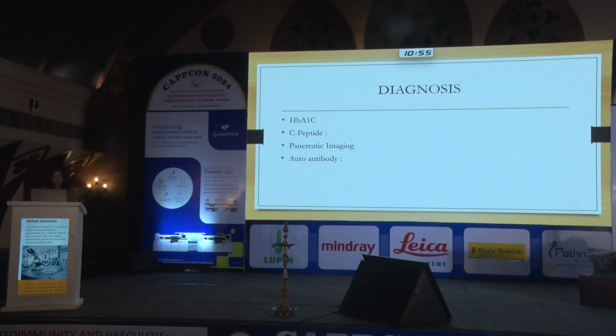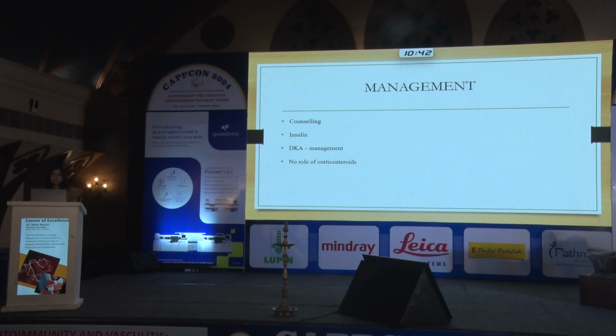C-peptide levels would be low. Pancreatic imaging might not be contributory. We might get some amount of inflammation or we might not get anything suggestive also. Autoantibody is positive in about 50% of the cases. How do we manage? Counseling is very, very important, not only to the patient but also to the relatives for the development of diabetes as well as to take precautions against DKA. If the patient develops DKA, then electrolyte balance, dehydration correction, as well as insulin, everything needs to be given on time.